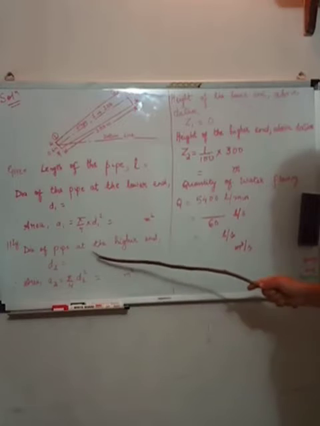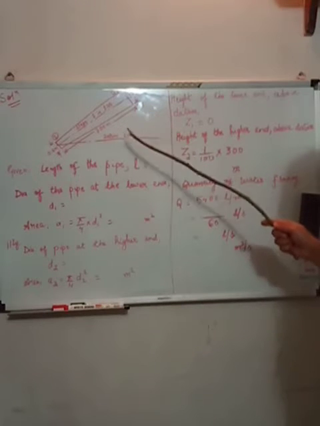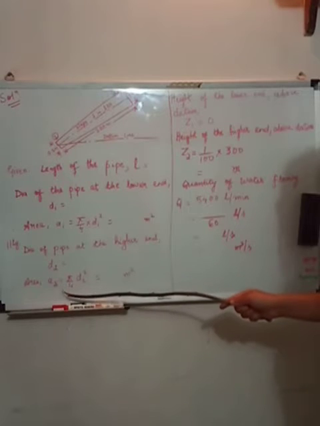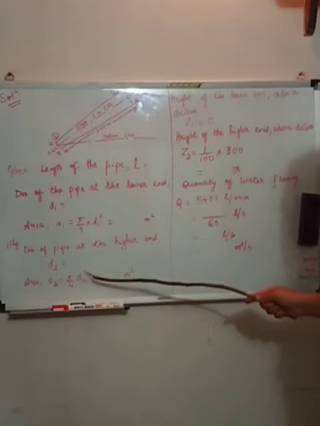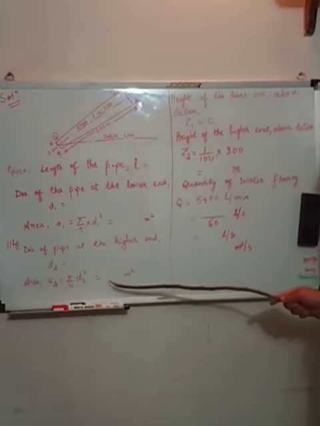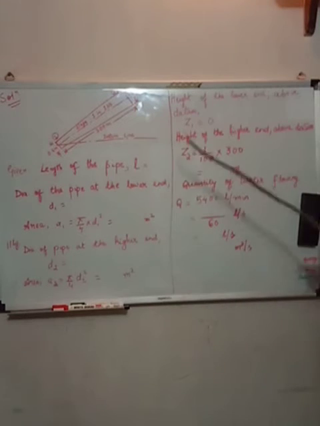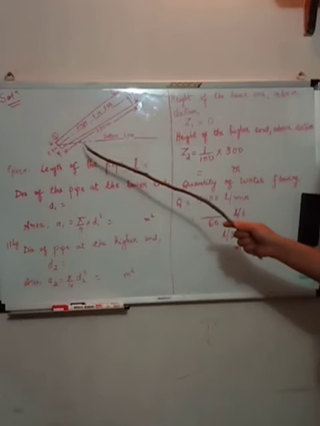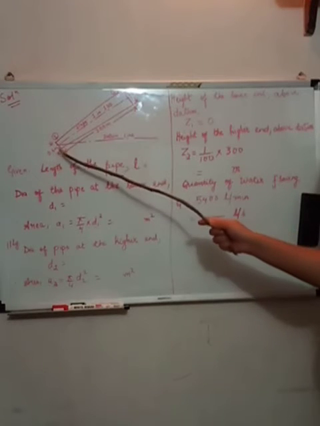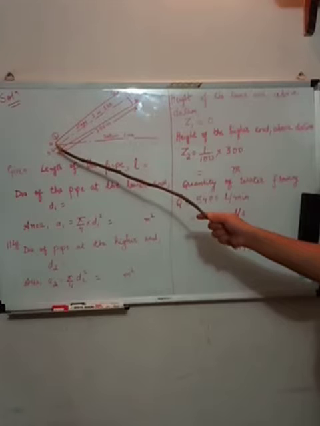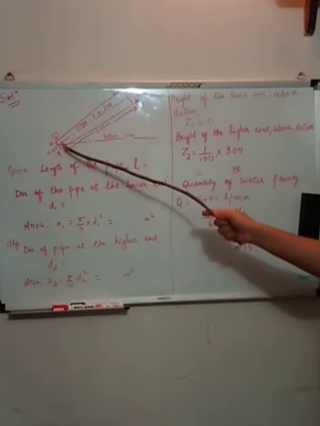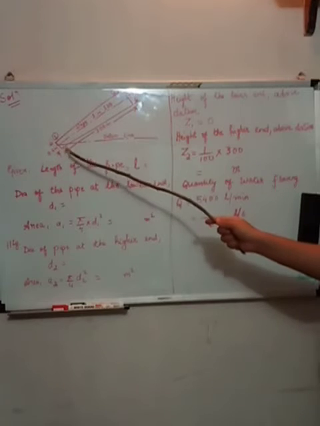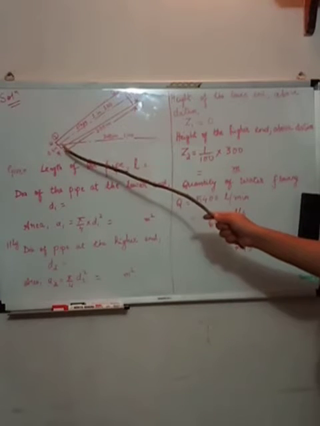Similarly, the diameter of the pipe at the higher end is 1 meter, so you write here 1 meter. Area A2 is pi by 4 D2 square, which is equal to how much? Calculate here. Now, the height of the lower end above datum. You see this datum line is coinciding with the cross section at section 1 of the pipe, so Z1 is 0. There is no height between the datum line and the lower section.